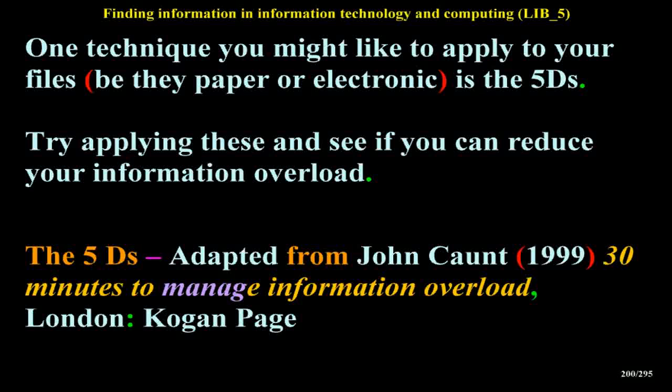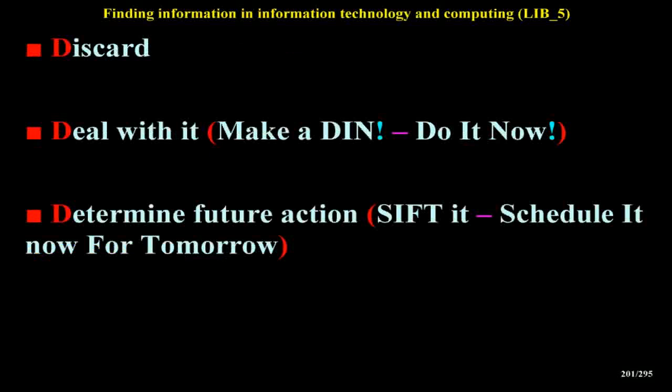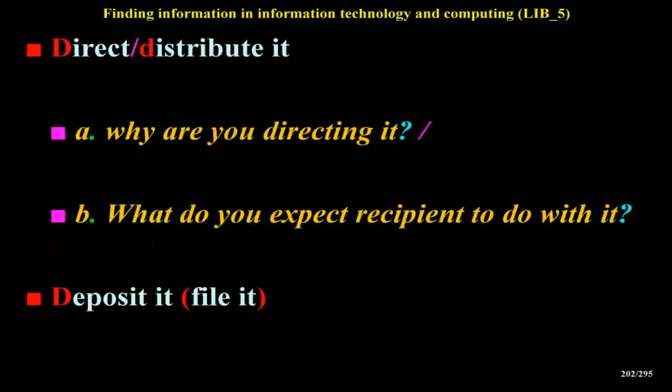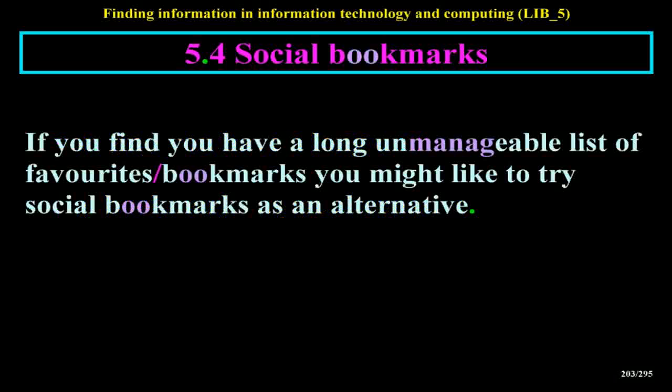The 5Ds, adapted from John Codd, 1999, 30 Minutes to Manage Information Overload, London, Kogan Page. Discard. Deal with it, make a decision. Do it now. Determine future action, sift it, schedule it now for tomorrow. Direct. Distribute it. A. Why are you directing it? B. What do you expect the recipient to do with it? Deposit it, file it.